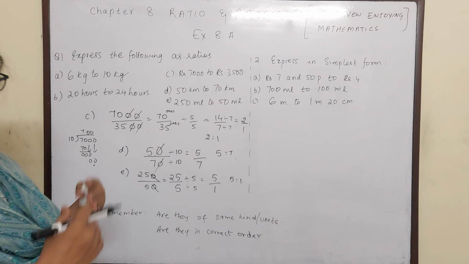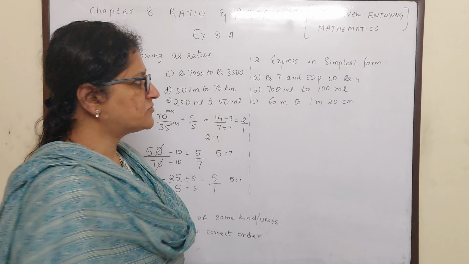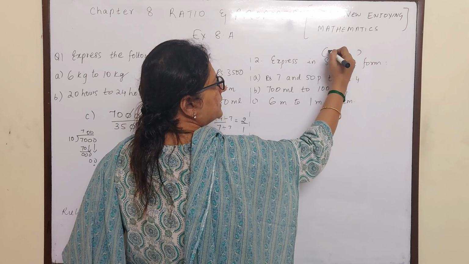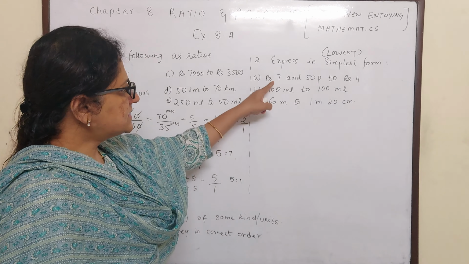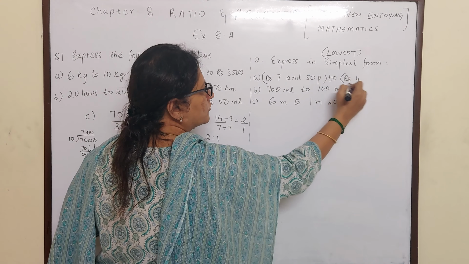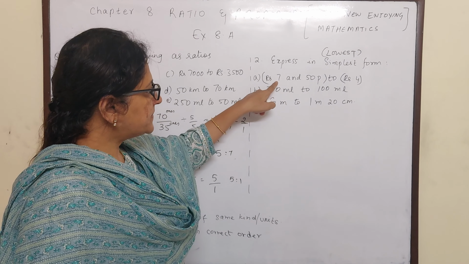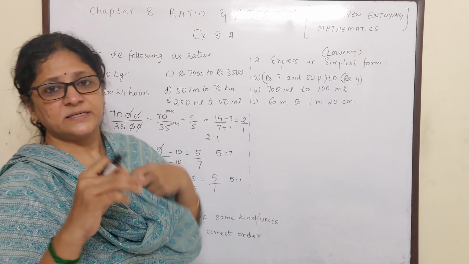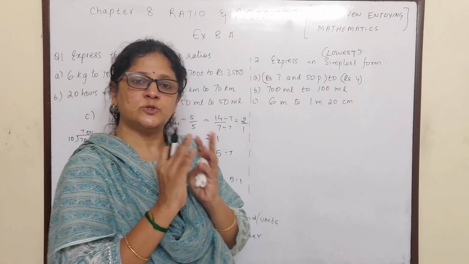Now let us see the second type of sums. Express in simplest form. What do you mean by simplest form? That means you have to bring it to lowest form. Okay, now this is rupees 7 and 50 paise to rupees 4. Now you can see here, children, this is only rupees and this is 7 rupees and 50 paise. That means the units are different. That means you have to convert both of these into a common unit.